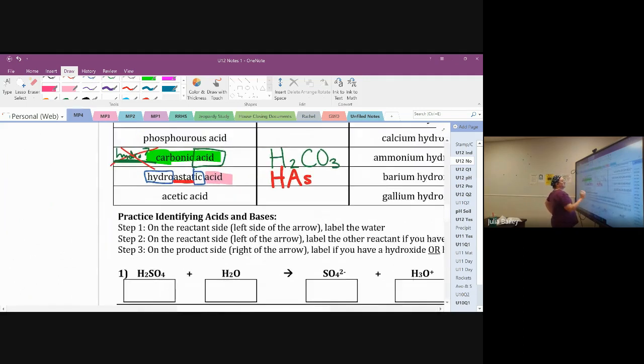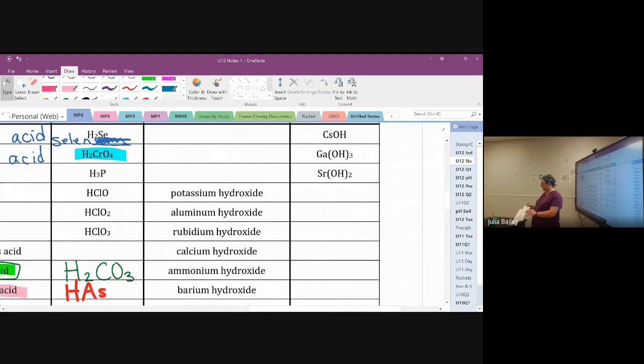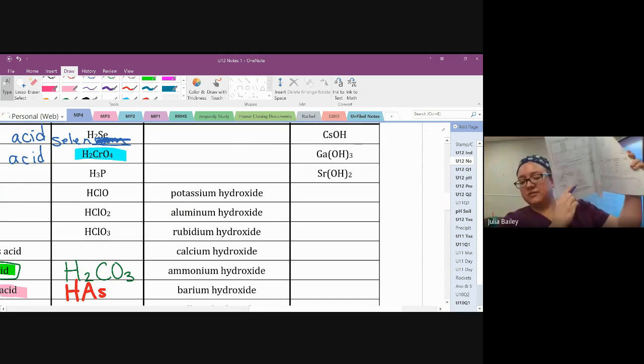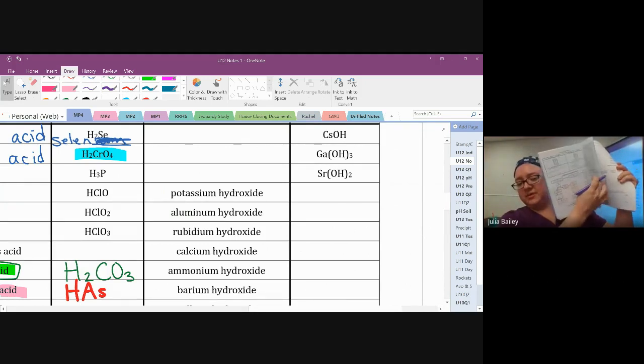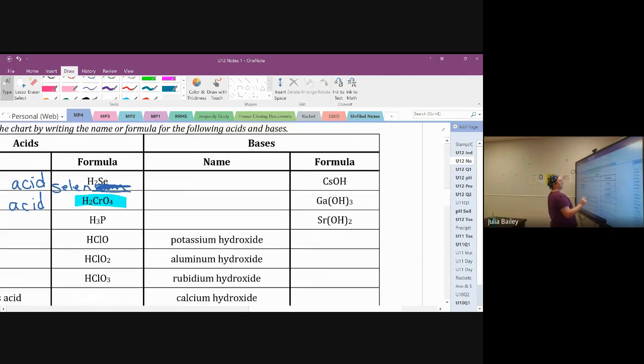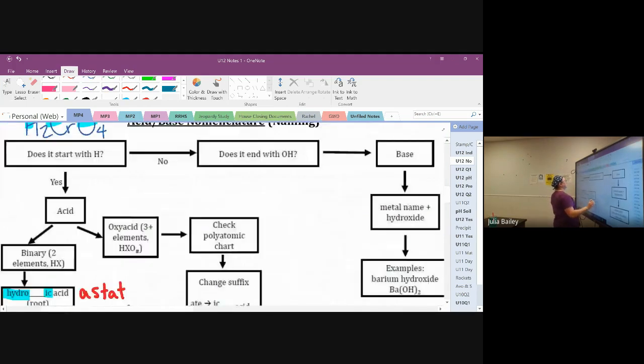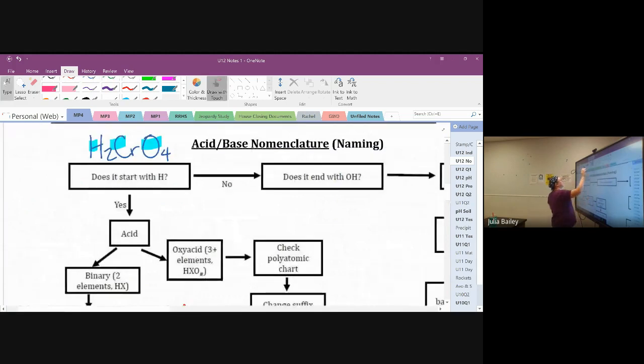Let's try some bases. So that's the other side of this chart. If you did hot dog fold your paper, you could still more easily see the flow chart and the problems at the same time, if that's the way you want to do it. Okay. We're going to start with the CsOH. Bases are actually very easy to name, which is something we've got going for us. So we're going to do this first one.